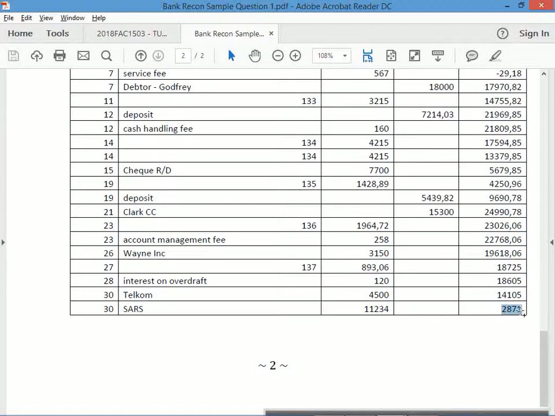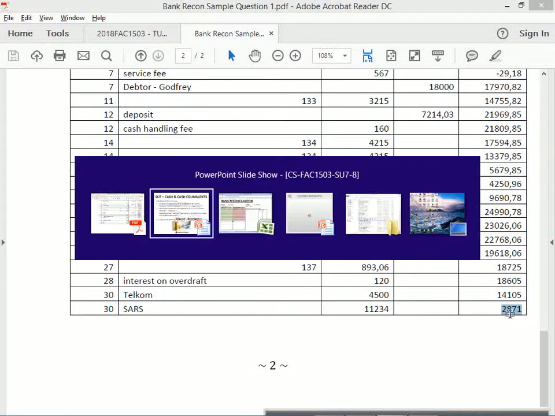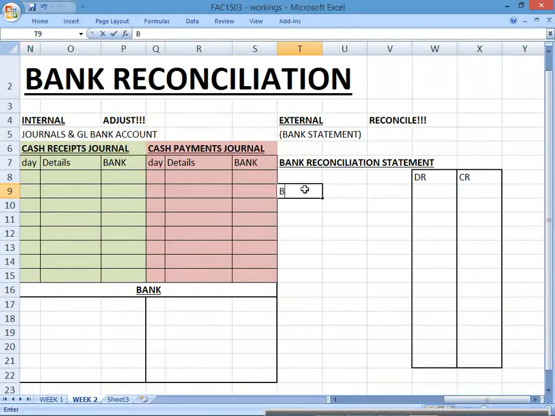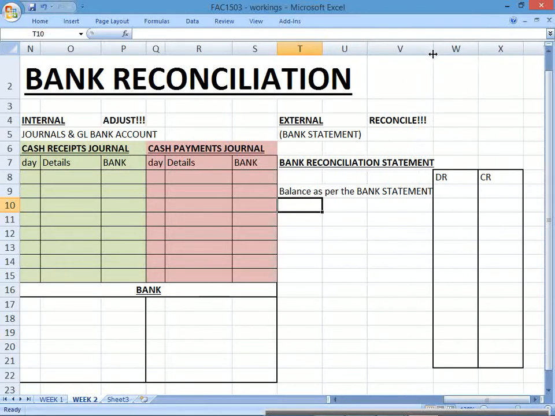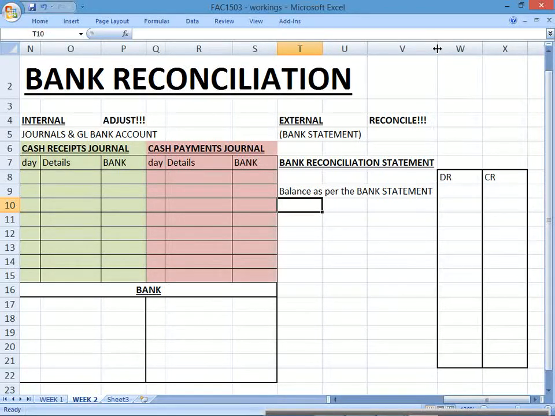Okay, so you will be confirming this bank balance. Do you all agree? Highlight it, circle it, underline it, make a note that that's the balance we're going to start with. And where are we going to put it? Here. Balance as per the bank statement. Can I change that bank balance? No, I can't. It is what it is.